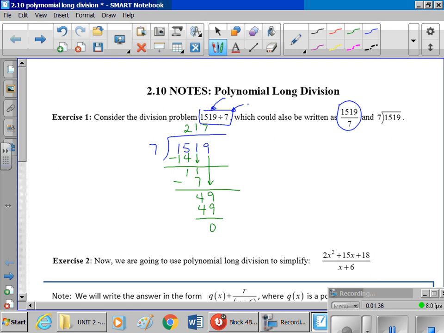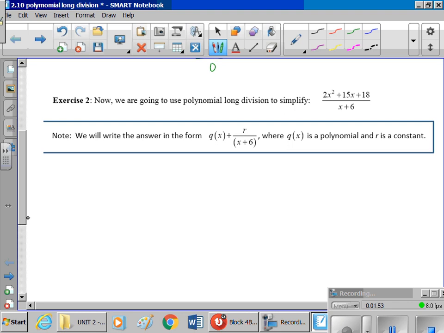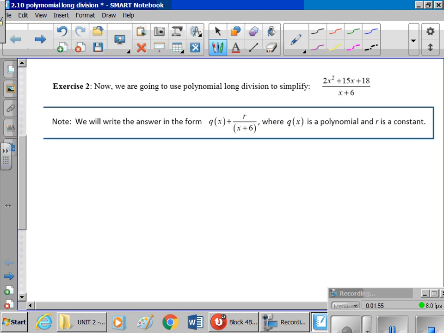So we know that 7 is a factor of 1,519 because we have a remainder of 0. All right, so the answer here is 217. We're going to apply the same process to doing division of polynomials.